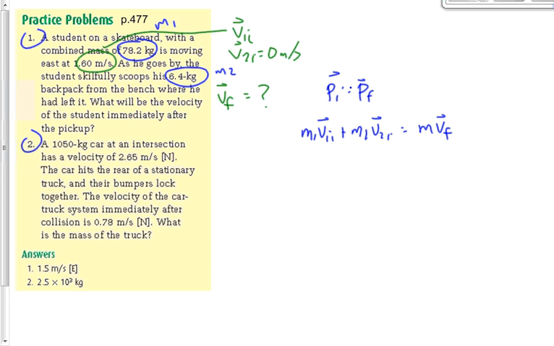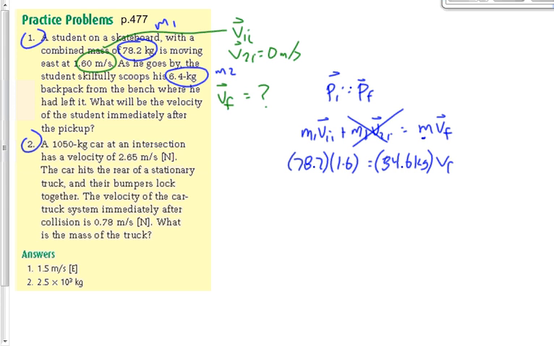Now, if you want to save yourself a little bit of time and effort in punching numbers into your calculator, we can get rid of one of those terms. Which one can we get rid of? Yeah. In fact, if we wanted to, we could have even avoided writing that down in the first place. All right, M1, we established, is 78.2 kilograms. V1I is 1.6 meters per second. What's M over here on the right-hand side? Good. 84.6 kilograms. It's the combined mass, because now the kid has the backpack with him.